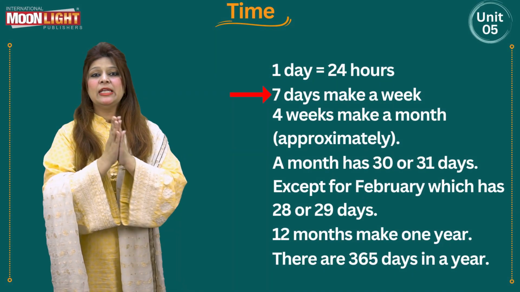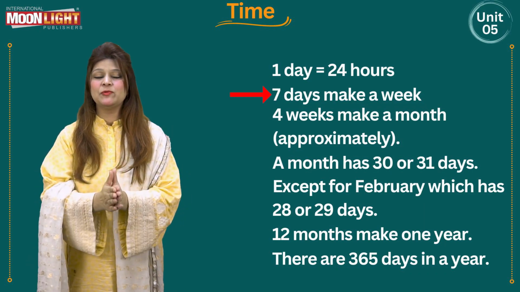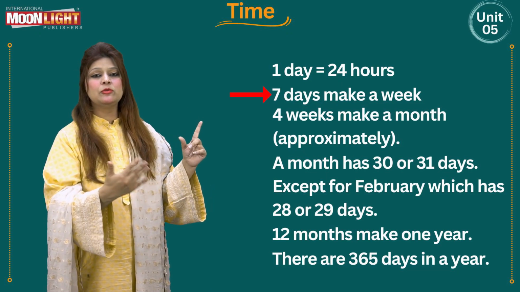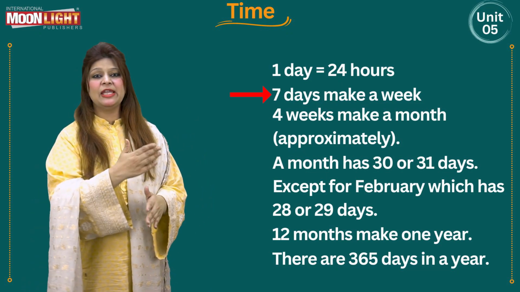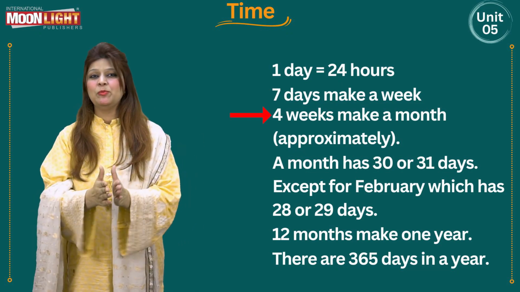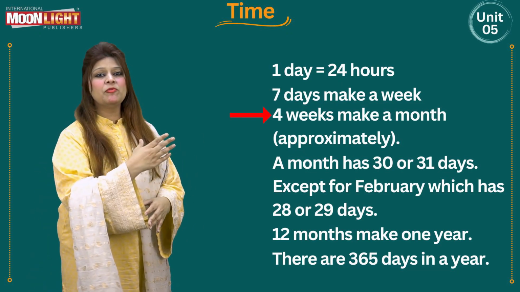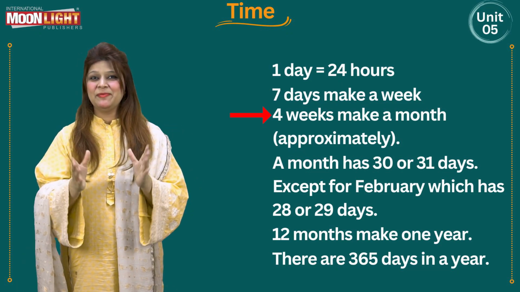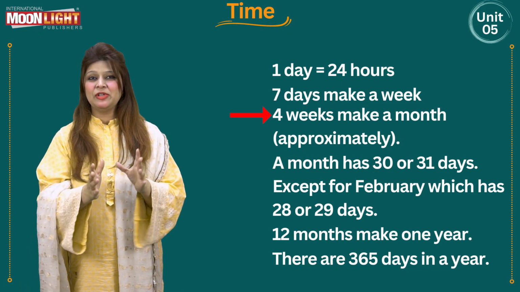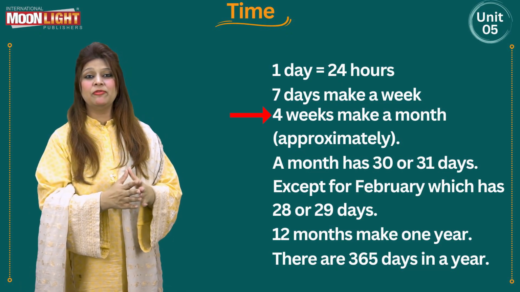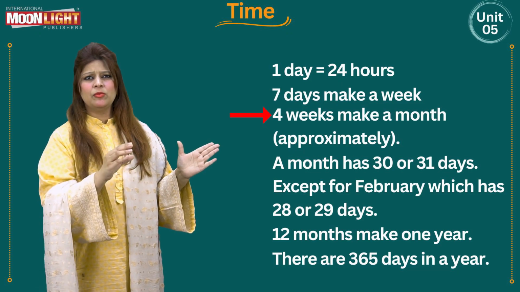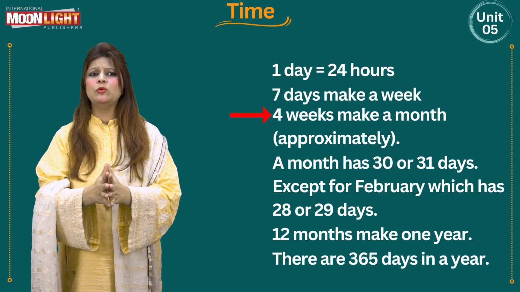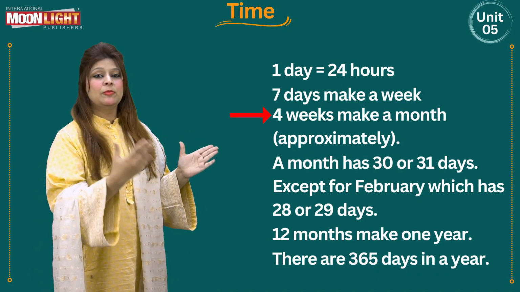Right now, in 1 week, how many days do we have? We have 7 days. So we can say that 1 week is equal to 7 days, or 7 days make a week. We have one more interesting fact, which is that 4 weeks make a month approximately. Roughly speaking, it is approximately 4 weeks and some days. So roughly speaking, we say that we have 4 weeks in a month.